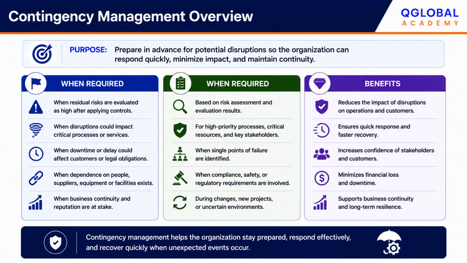This slide explains when contingency planning becomes necessary and the benefits it provides. Contingency planning is required when residual risks remain high, even after preventive controls have been implemented. It is also necessary when disruptions could affect critical processes, important services, customer commitments, or legal obligations. Organizations should prepare contingency plans whenever there is dependence on key personnel, suppliers, equipment, facilities, or other critical resources. Contingency planning is equally important when business continuity, organizational reputation, or customer confidence could be affected.